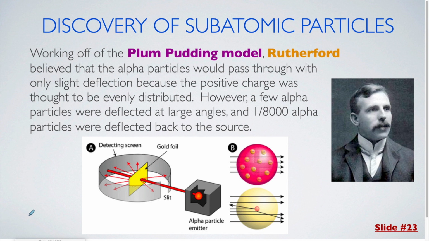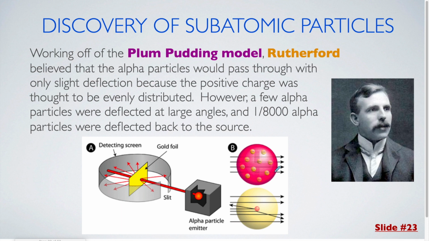Now, working off of the plum pudding model, Rutherford believed that alpha particles would pass through with only slight deflection because the positive charge was thought to be evenly distributed. And you can see that in this picture over here. So if this is the plum pudding model, the alpha particles should have passed straight through without really having any deflections because everything was evenly charged and evenly distributed.